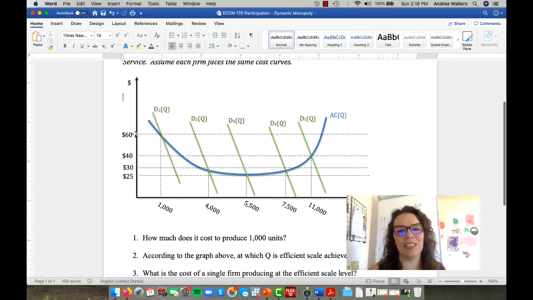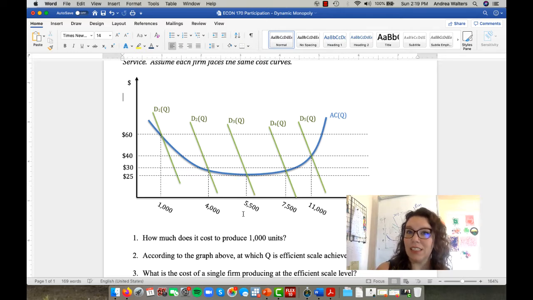The next question says, according to the graph above, at which quantity is efficient scale achieved? Remember that efficient scale is achieved when average costs are minimized. We have that point marked too. Of all these different quantities, the point where efficient scale exists, where average cost is minimized, is right here at a quantity of 5,500 units.